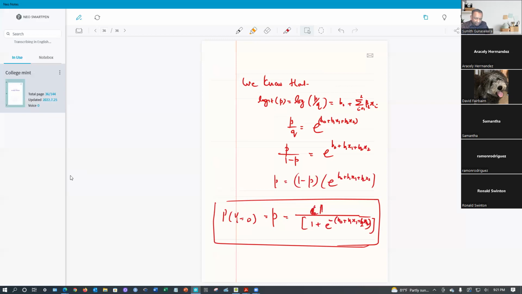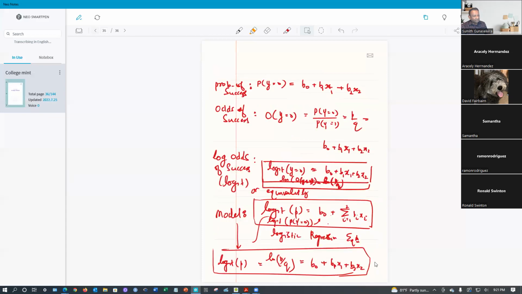This one is 1. Okay, this is 1 over b naught plus that one. See, the probability of success. That's the model. It's the logistic model. You don't have y anymore. Y is gone. Y is replaced by the probability of y equals 0 and y equals 1, and their ratio has been taken with the natural log. That's called logit. That's the equation.